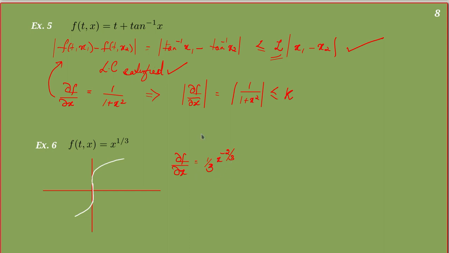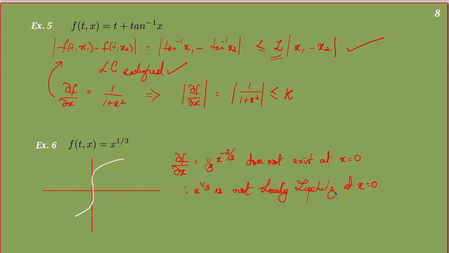Okay, so if you look at the derivative of this, we can say that it does not exist at x is equal to 0. So this means that it is not locally Lipschitz at x is equal to 0. Therefore, this function x raised to 1 by 3 is not locally Lipschitz at x is equal to 0.